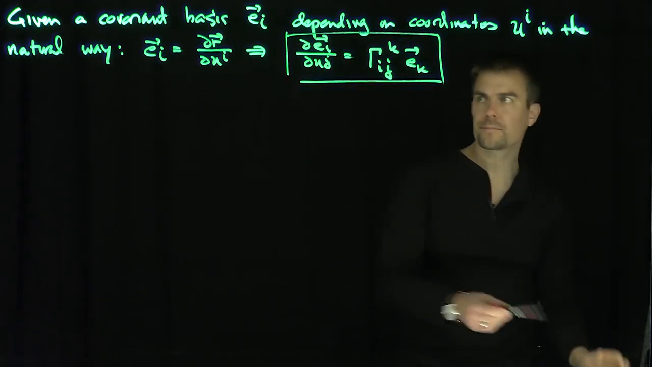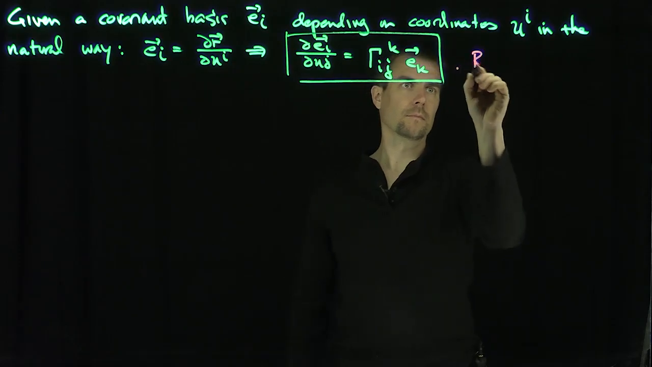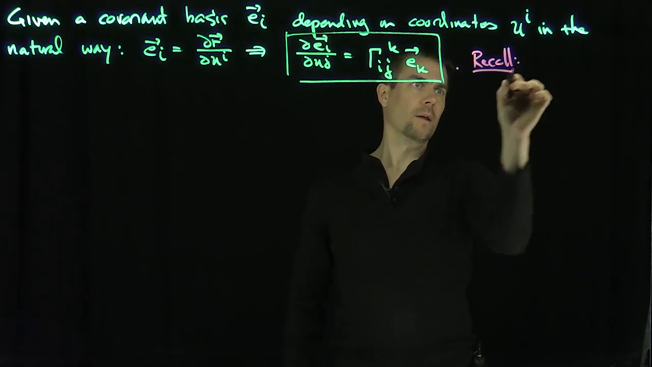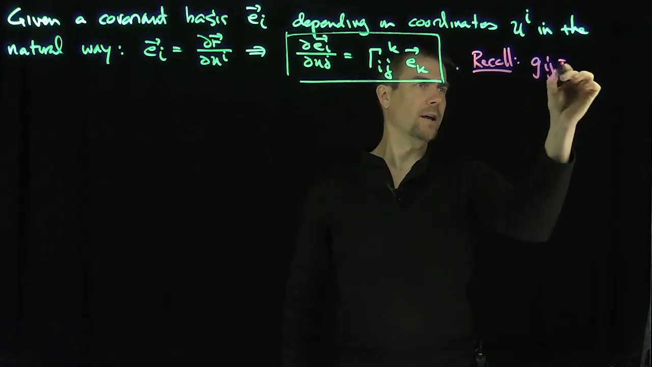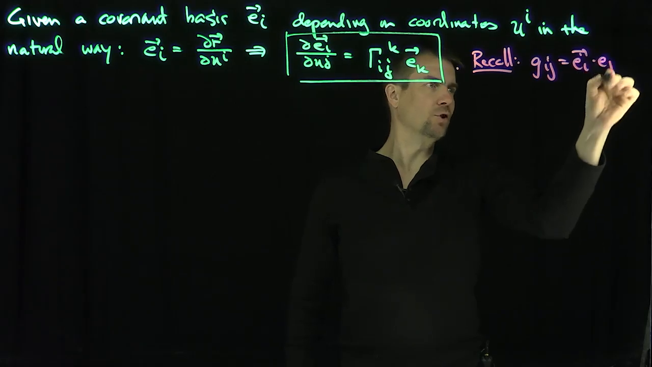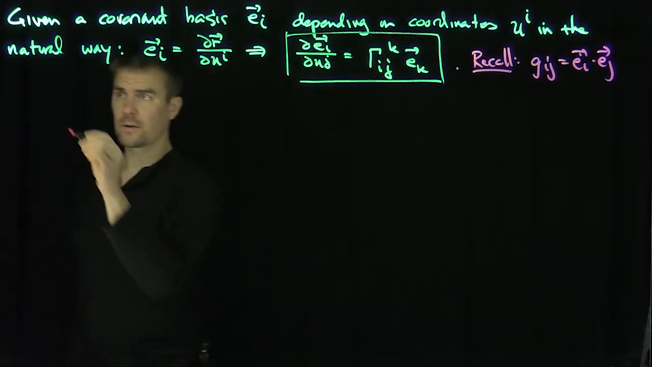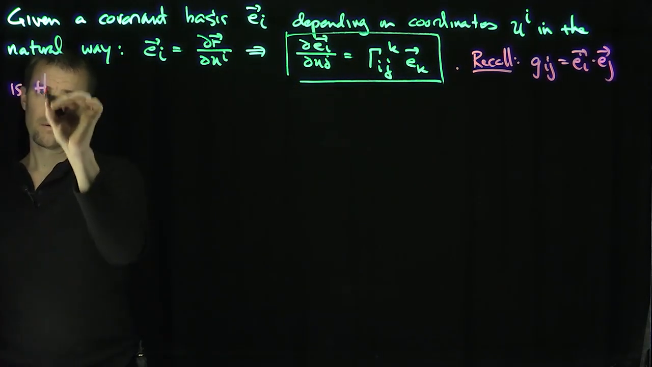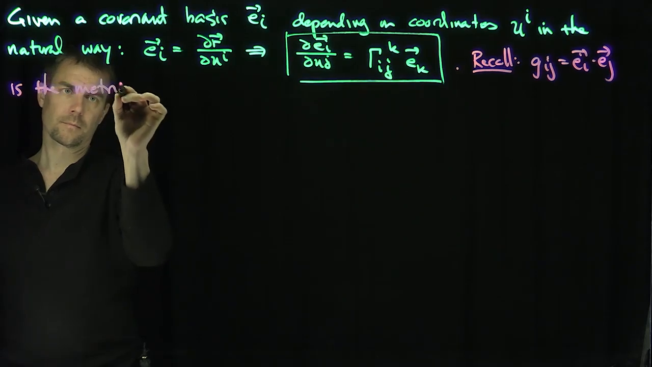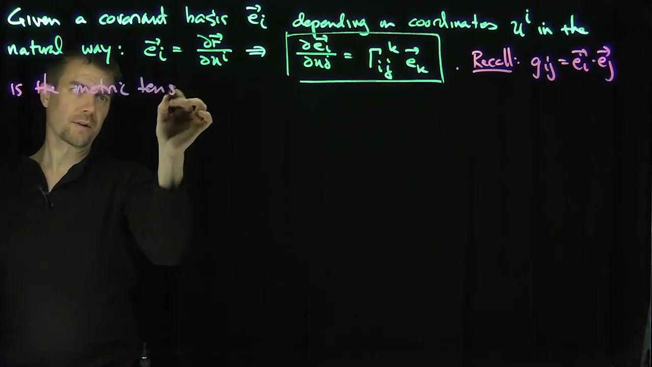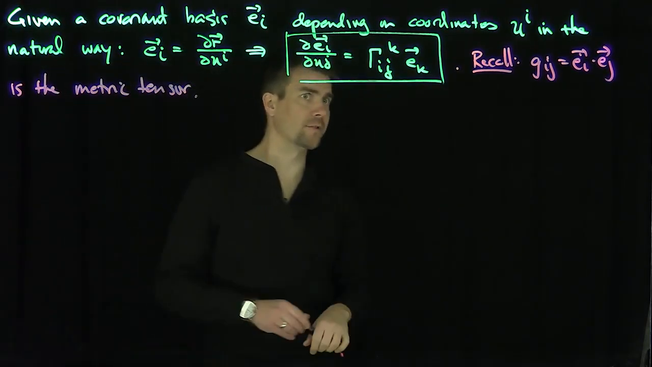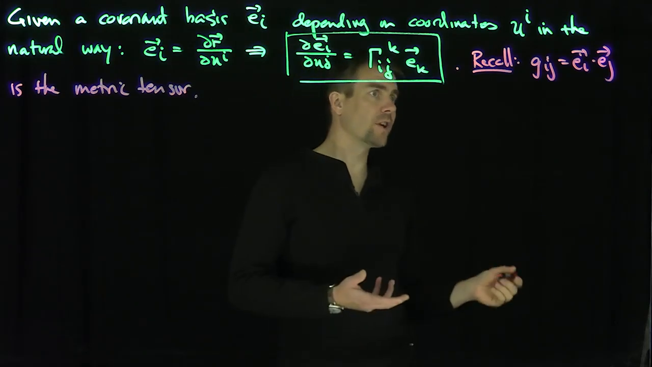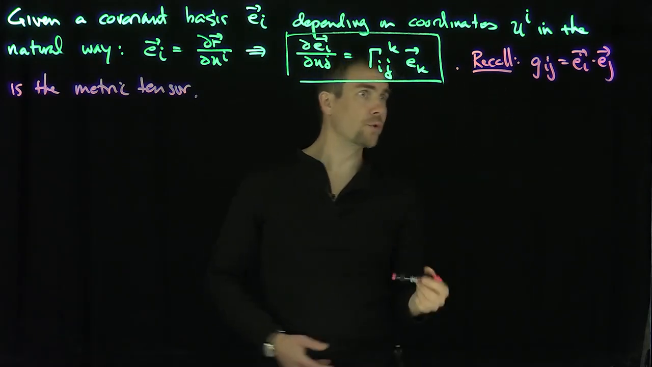And so now recall that g_ij is E_i dot E_j, the metric tensor. The Riemannian metric tensor, okay? It's a two covariant tensor. And so now I'm going to differentiate this relationship with respect to u^k, okay?